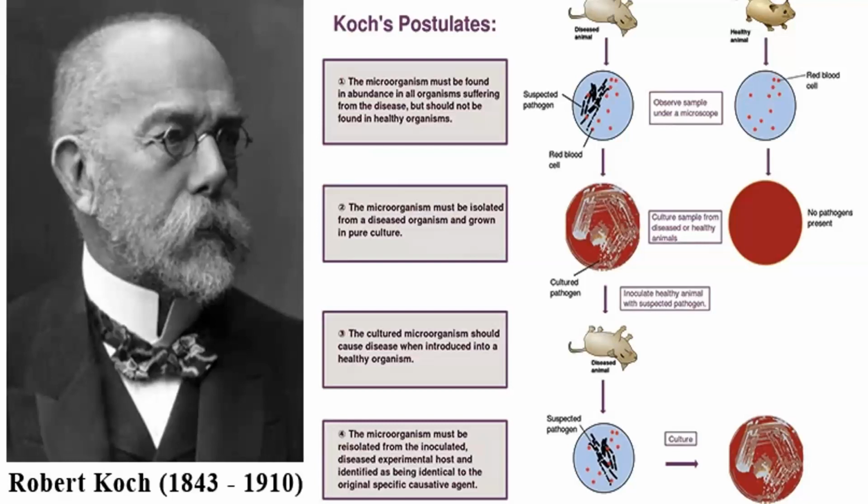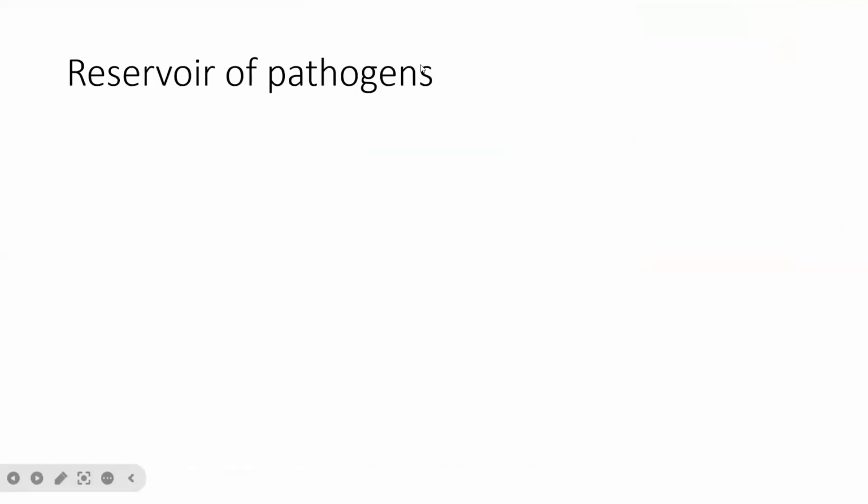The microorganism must be isolated from the diseased organism and grown on a pure culture medium. Then, the cultured organism should cause disease when introduced into a healthy organism. And again, the microorganism must be re-isolated from the inoculated experimental host and identified as being identical to the original one. So the one which is taken out should be the same as this one. That is Koch's postulates.